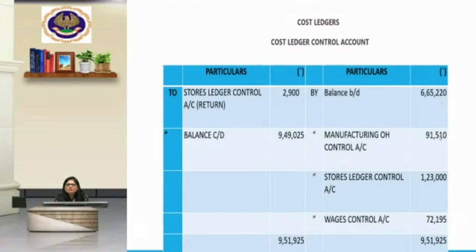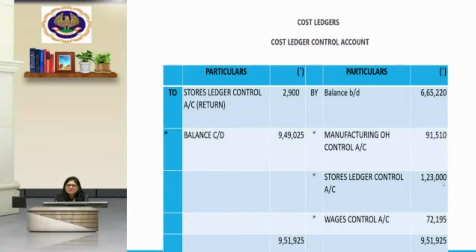Manufacturing overhead control account debit to cost ledger. So that's why it's coming on the credit side of cost ledger. All expenses and payments will come on the credit side of cost ledger and on the debit side of the respective account. So manufacturing overhead must be incurred.